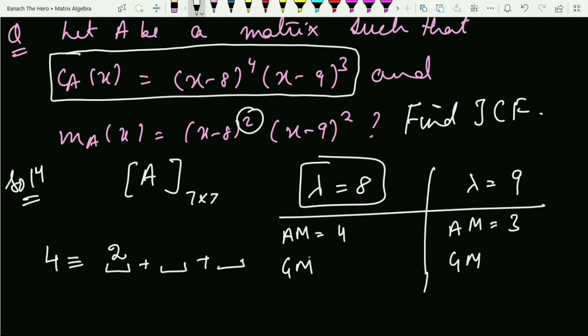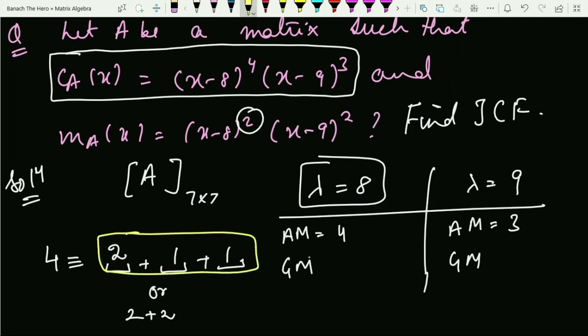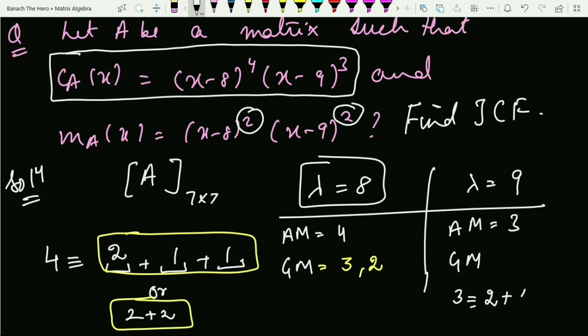And what are the other possibilities? In order to complete 4, it will be 2 plus 1 plus 1, or the other one, 2 plus 2. If the first possibility is chosen, what would the GM be? 3. And in the second case, the GM would be 2. A similar concept is used here for 9. AM is 3, so make the partitions corresponding to 3. The minimal polynomial already contains a square, so 2 will definitely come. The other possibility is 1. So clearly the GM corresponding to this will be 2. That is the beauty of the characteristic polynomial and minimal polynomial.